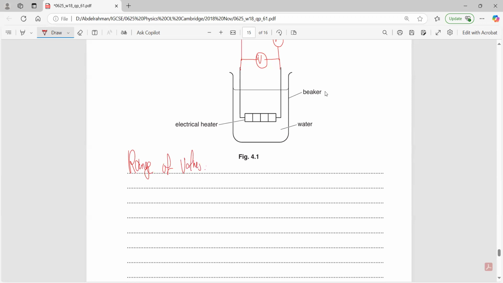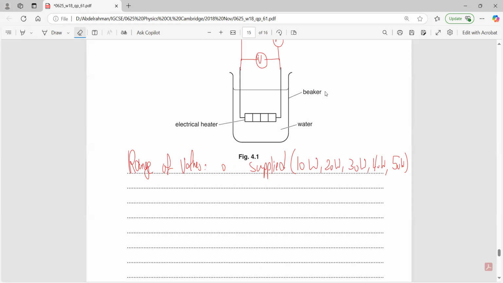The power supplied, for example, you have to give 5 inputs, 5 values. If I say 10 watts, 20 watts, 30 watts, 40, and 50 watts. Okay, these are different values for the power. But sir, I didn't want to say the power.